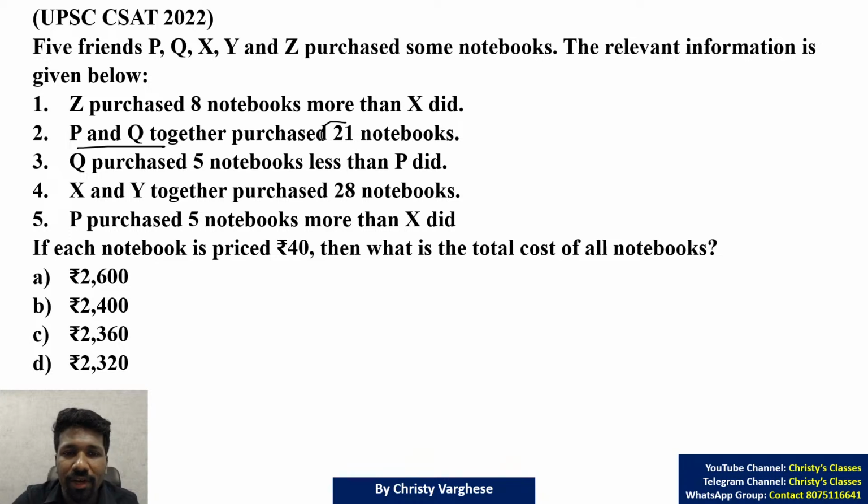P and Q together 21, so P plus Q is 21. If you are finding it difficult to comprehend, you can write the equation. Writing the equation is not the problem I am trying to tell. Mathematically solving it is the problem. You can look into it, get the meaning of it and then easily solve it. P plus Q is 21. Q purchased 5 notebooks less than P, when you see this sentence itself without writing the equation, you can say Q purchased 5 notebooks less than P did. So the Q value is 5 less than P. So instead of Q, you can directly write, or think in your mind, it is P minus 5.